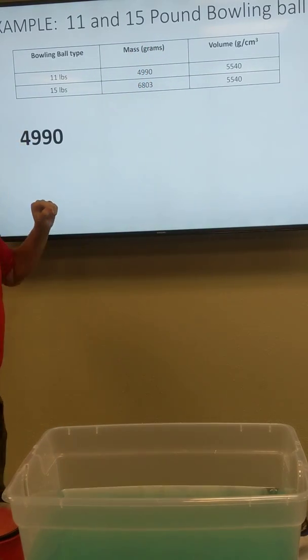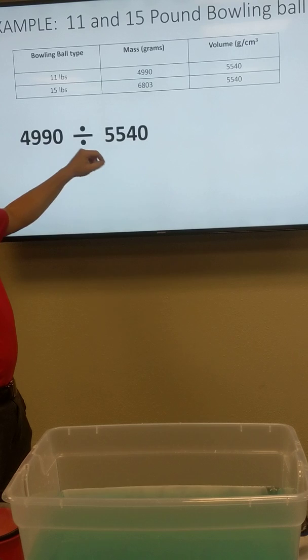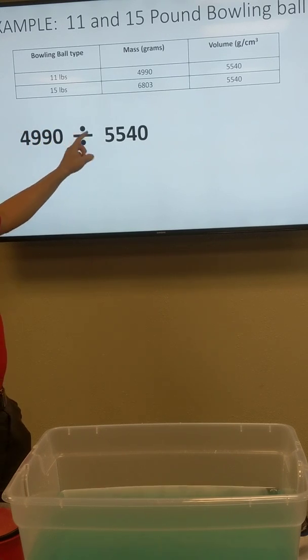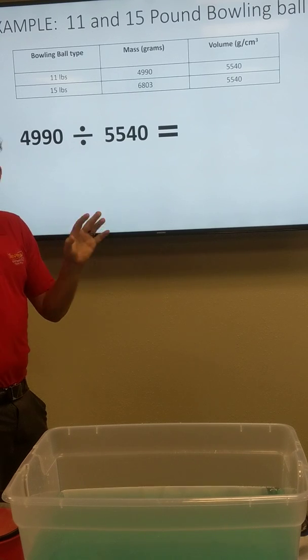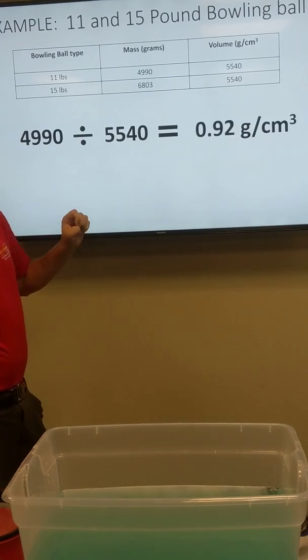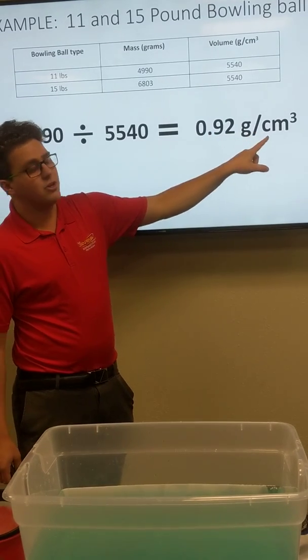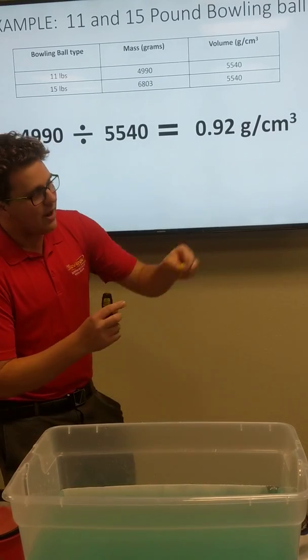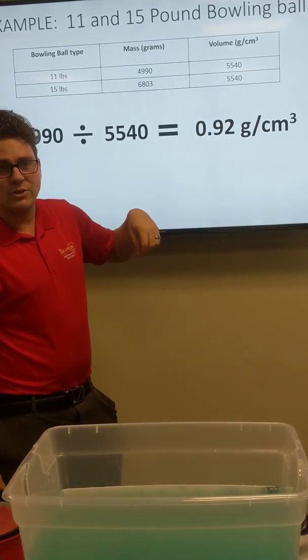So they're the same size, but their mass is different. If we remember our formula from before, we're going to take the mass of our 11-pound bowling ball and divide it by its volume. So 4,990 divided by 5,540. It's not going to be very pretty, so we're going to round it to the hundredth place for clarity. And we get a density of 0.92 grams per cubic centimeter. That means for every cubic centimeter of this bowling ball, it would weigh 0.92 grams.